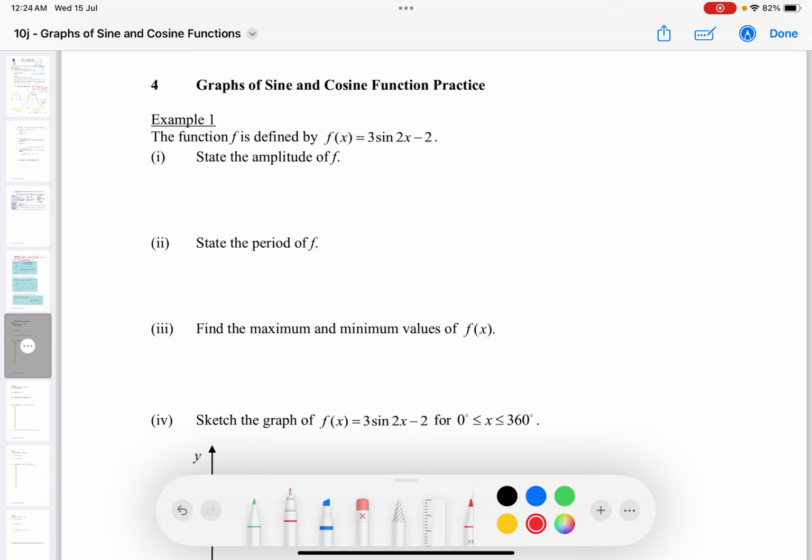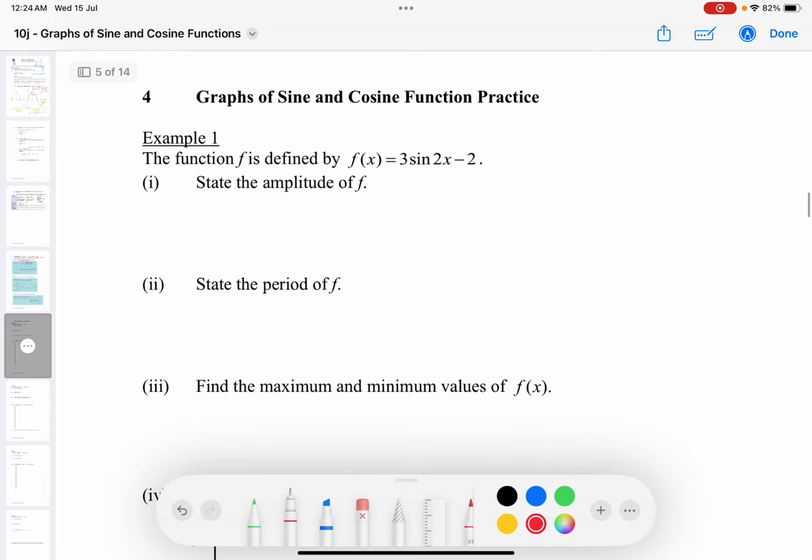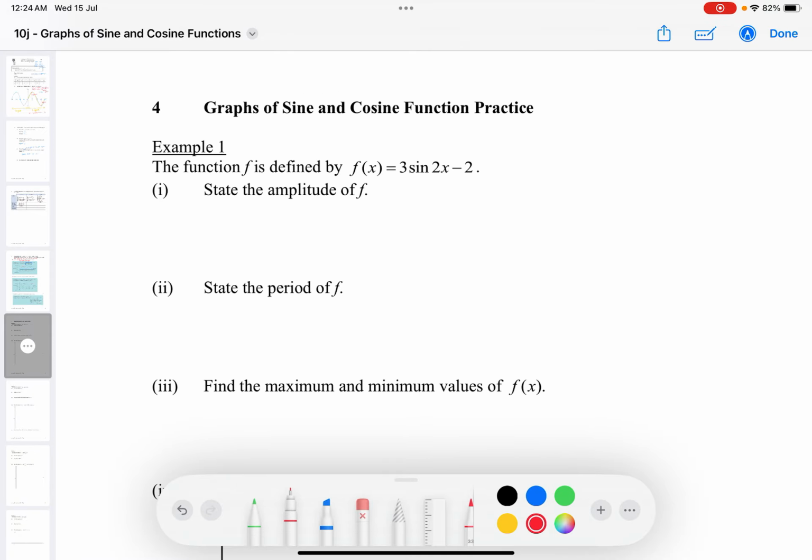The function is defined by f(x) equals 3 sine 2x minus 2. The first few parts of the question, part 1, part 2, part 3, are there to guide you in terms of how to sketch the graph. Just a quick recap: when they give you the function, you can identify three things: A, B, and C. In this question, A is 3, B is 2, and C is negative 2.